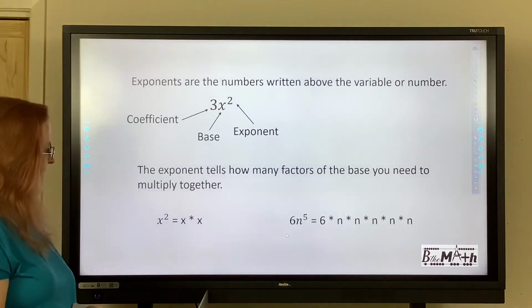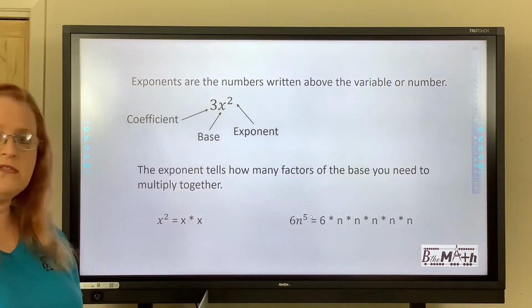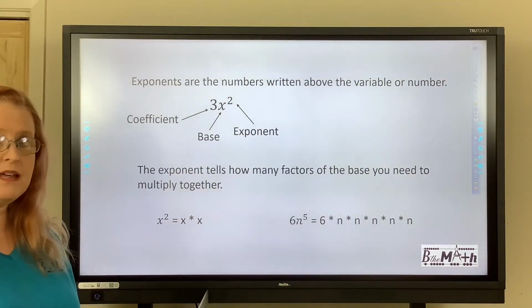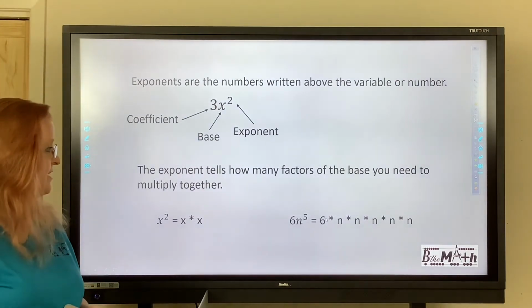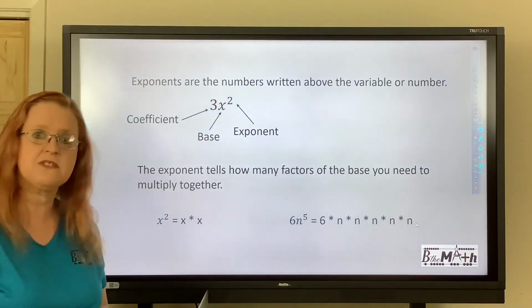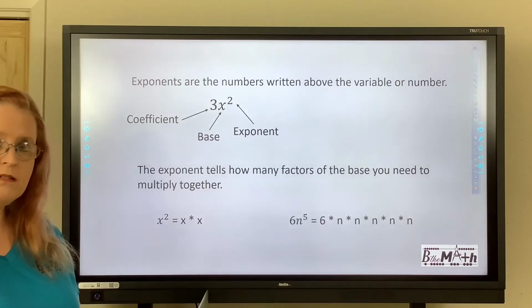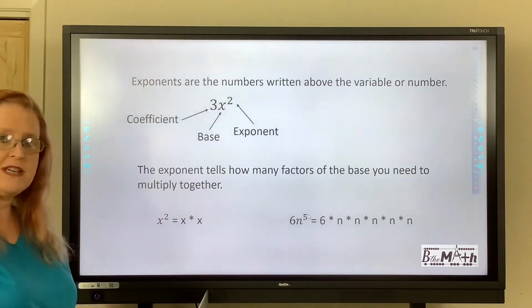And then if I had 6n to the 5th, that 6 is the coefficient, but its exponent is a 1. It is not with the n to the 5th. And so the 6 would be in front, and then you would multiply n times n times n times n times n, 5 times. There would be 5 n's that you're multiplying in succession. Okay, so that's just the basic understanding.